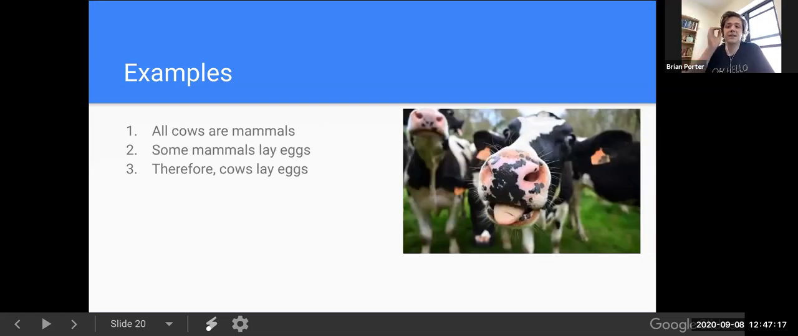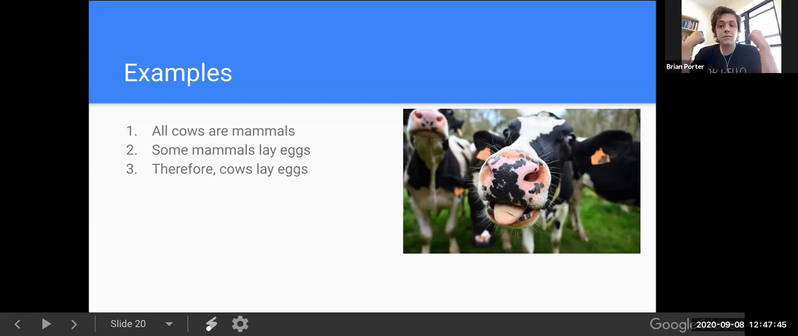So here's another example. All cows are mammals, right? That's premise one. Premise two is some mammals lay eggs, right? Now the conclusion, therefore, cows lay eggs, right? So that's our argument. Premise one, all cows are mammals. Premise two, some mammals lay eggs. Therefore, conclusion, cows lay eggs.